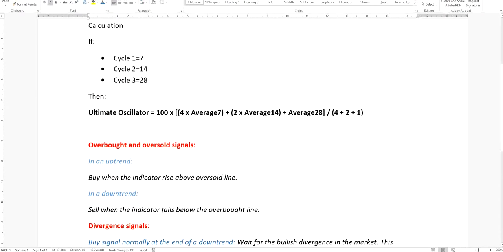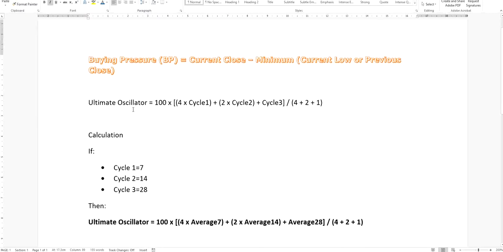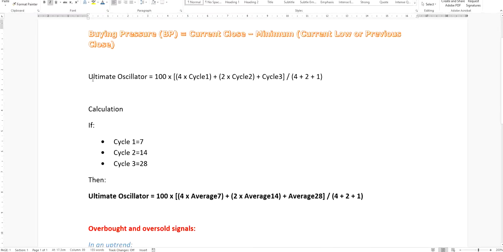I created a couple of notes here. This indicator is based on buying pressure. So what is buying pressure? The buying pressure is the difference between the current close and the minimum of the current low or previous close. So the bigger this number is, the more buying pressure we have. The formula for the ultimate oscillator is written here.